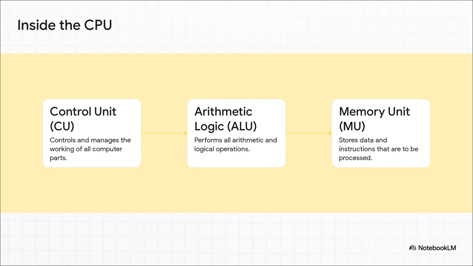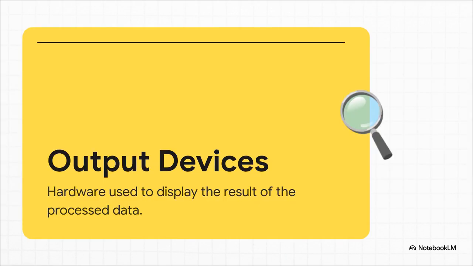The control unit is like the manager, directing all the traffic. The arithmetic logic unit, well, that's the mathematician, crunching all the numbers. And the memory unit is like a little waiting room for data that's about to be processed. And together, they are executing billions of instructions every single second. It's wild.